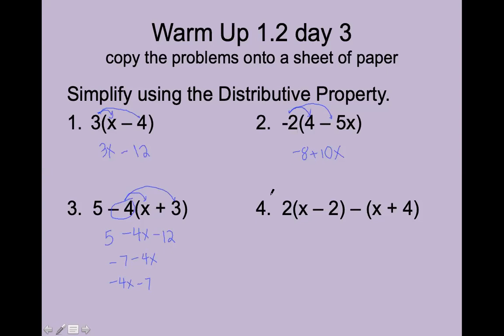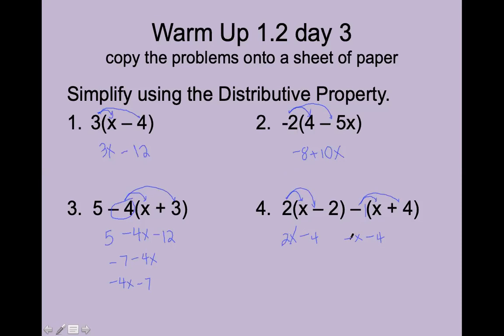All right, on number 4, we have to do the distributive property twice. So I'm going to start with 2. 2 times x is 2x. 2 times a -2 is a -4. On the second parentheses, remember you can think of this as being a 1. I'm distributing in -1 times x, which is -x. And -1 times a +4 is a -4.